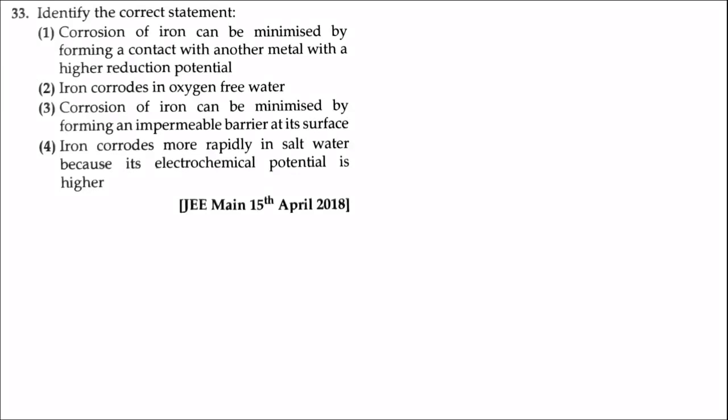Identify the correct statement. Corrosion of iron can be minimized by forming a contact with another metal with a higher reduction potential. No. Iron corrodes in oxygen-free water. No. Iron needs both oxygen and moisture for corrosion. Corrosion of iron can be minimized by forming an impermeable barrier at its surface. Correct. Iron corrodes more rapidly in salt water because its electrochemical potential is higher. Wrong. So the correct option is option 3.